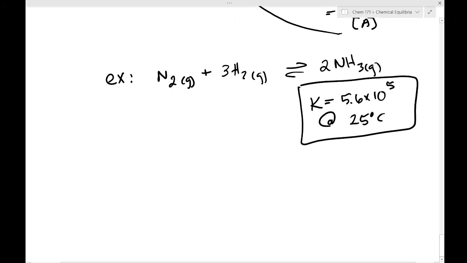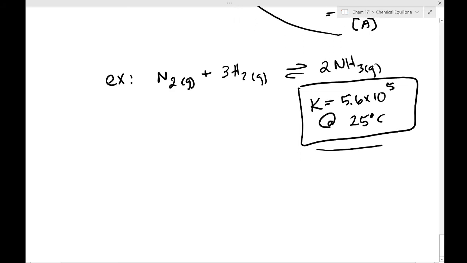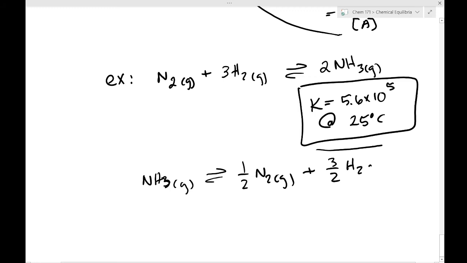Now we have the equilibrium constant for this reaction here. Now, what if we care more about the reaction of ammonia gas, NH3, decomposing to form nitrogen gas and hydrogen gas? What if we care more about this reaction? We want to know what happens here. What is the K for this reaction?